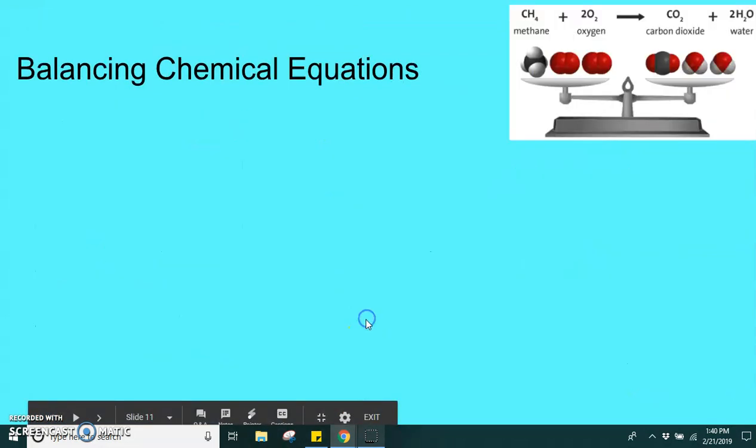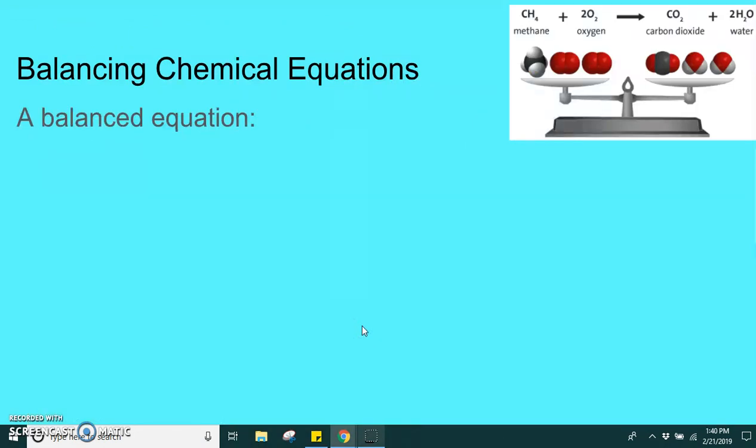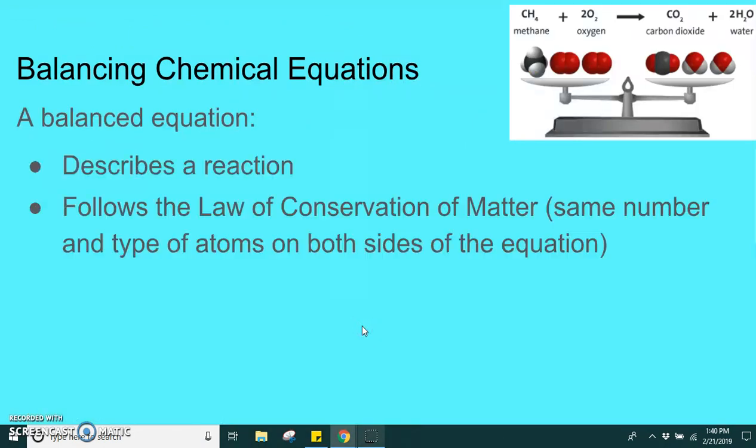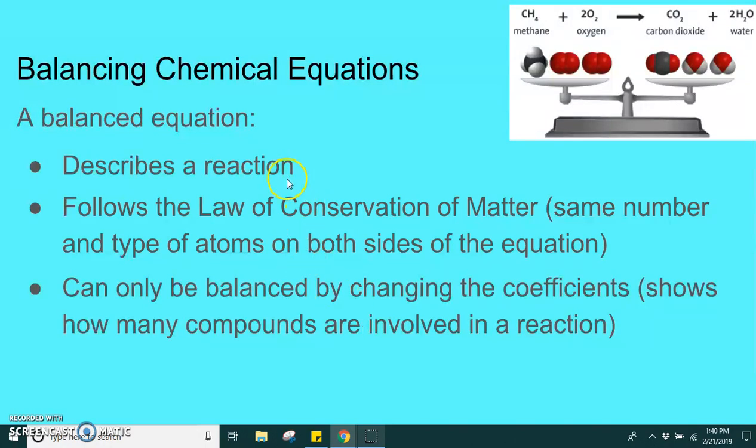Okay, so balancing chemical equations. That's kind of the nuts and bolts of this screencast. So when you are balancing a chemical equation, you're describing the reaction, but you're also following the law of conservation of matter. You cannot destroy or create matter, so you're going to have the same number as well as the same types of atoms on both sides of the equation.